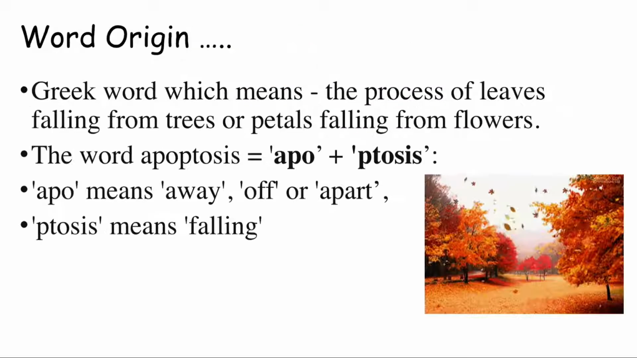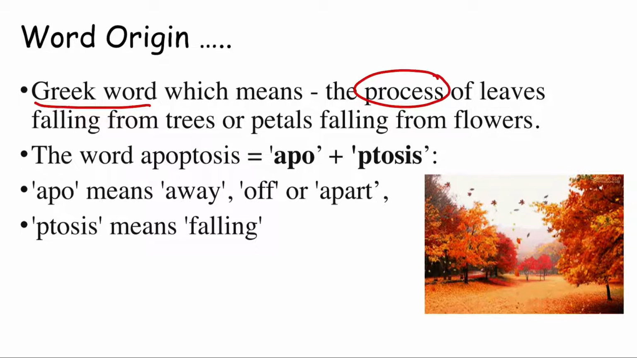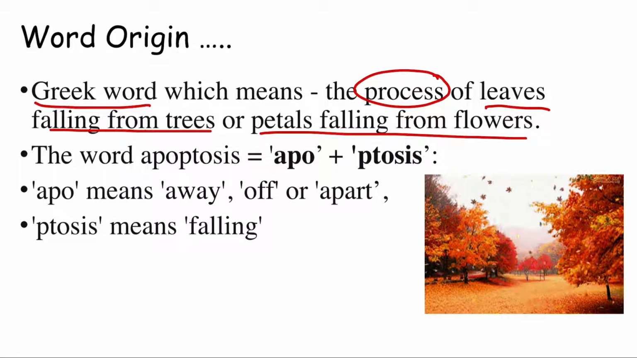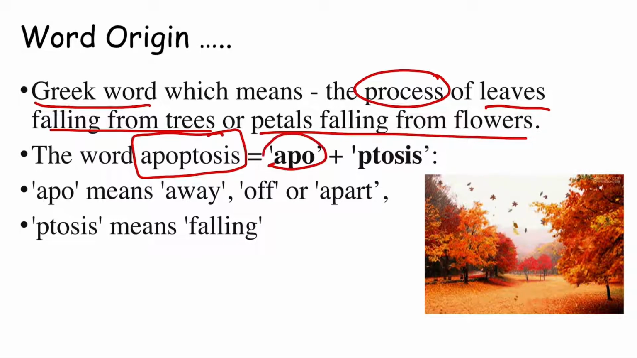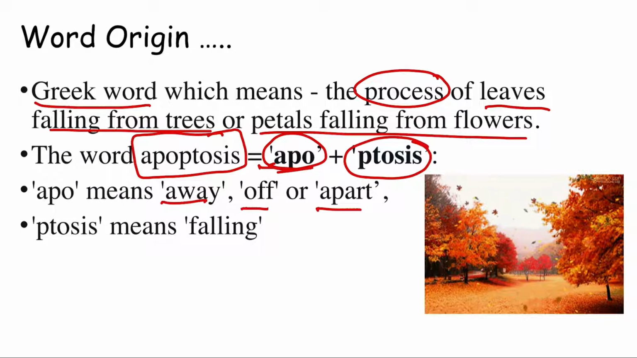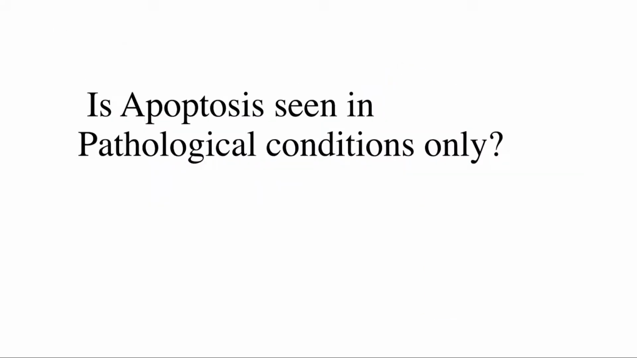So let's go to the word origin of the word apoptosis. It's a Greek word which means the process of leaves falling from trees or petals falling from flowers. So the word apoptosis, if you break down, it becomes apo plus tosis. Apo means away, off or apart, and tosis means falling. So that's how the word apoptosis originates.